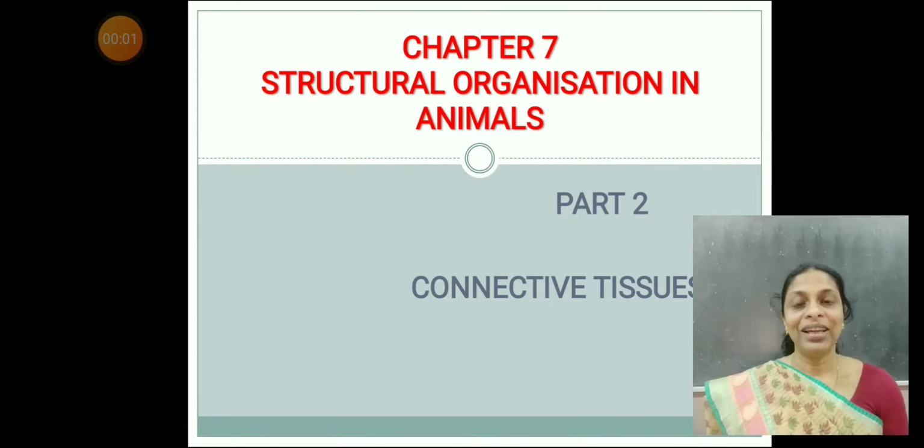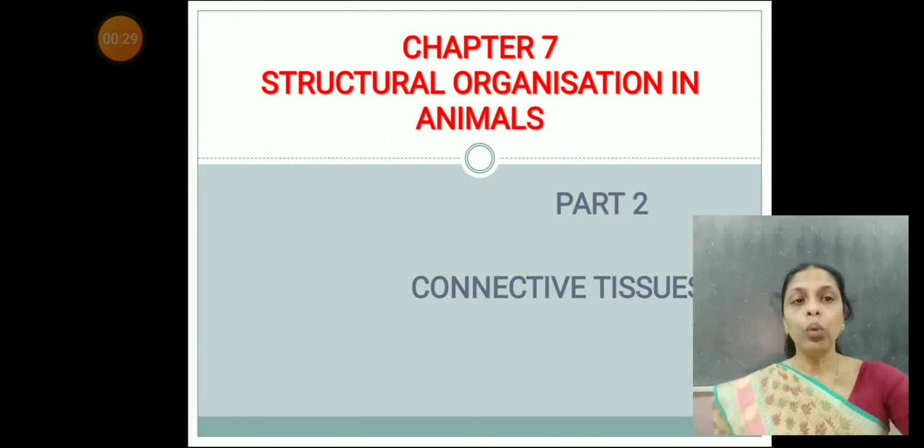Students, today let's discuss the next type of tissue, that is connective tissues. From the term itself it's very clear. What's the meaning of connect? Connect means link. Link various organs or various parts of the body. So connective tissues are those tissues which help to link various parts or various organs of the body.